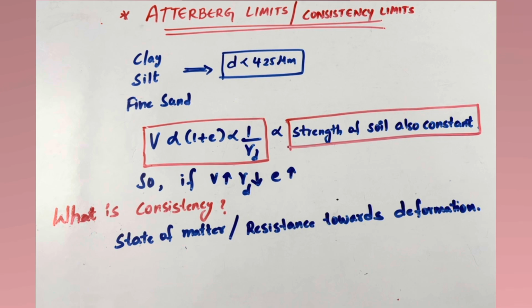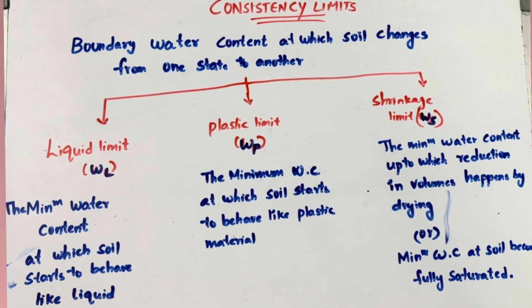What is the consistency limit? A consistency limit is a boundary water content at which soil changes from one state to another state, right? These consistency limits are divided into three types: liquid limit, plastic limit, and shrinkage limit. These are the three limits which decide the behavior of water in the soil.